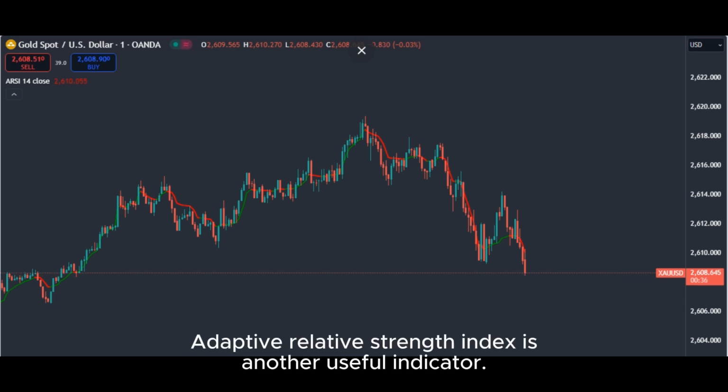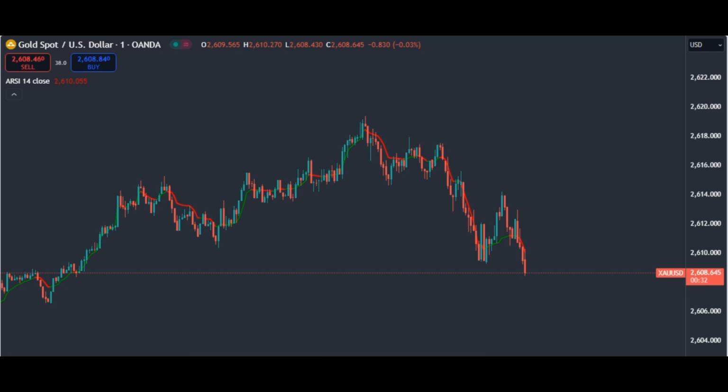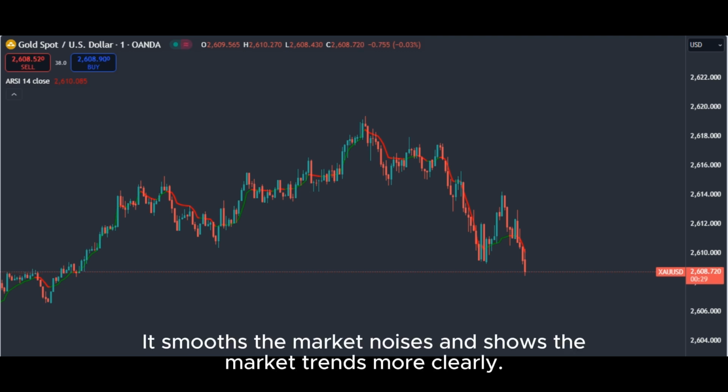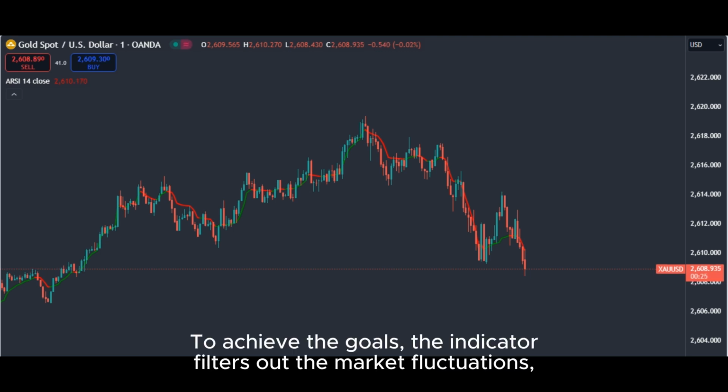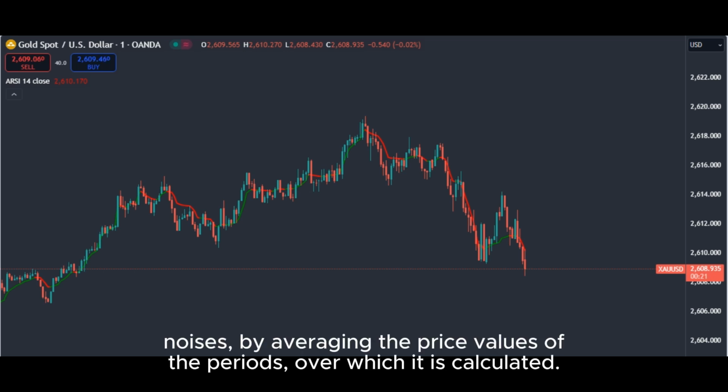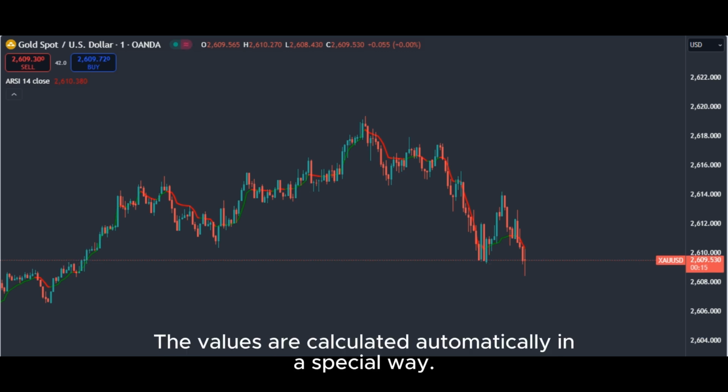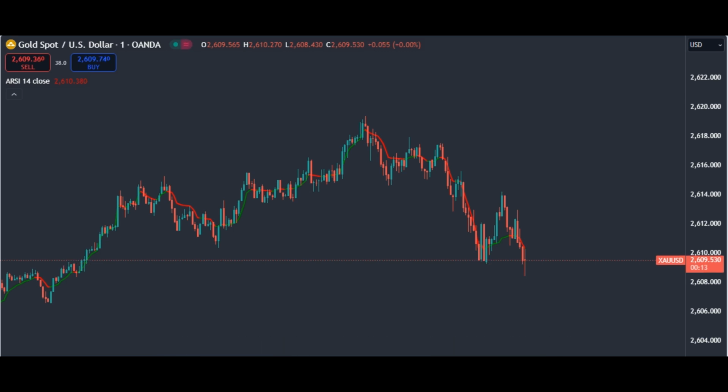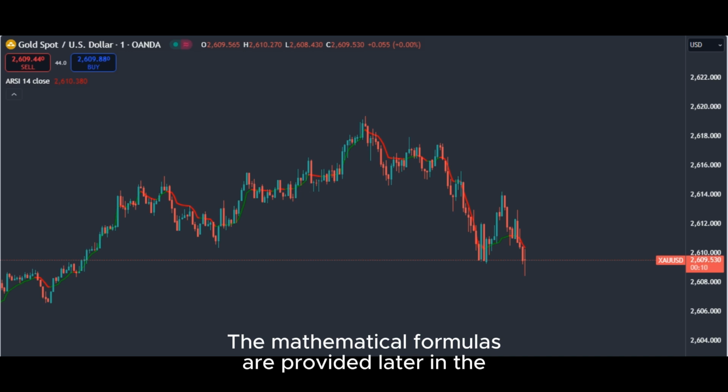ARSI, Adaptive Relative Strength Index, is another useful indicator. It smooths the market noises and shows the market trends more clearly. To achieve the goals, the indicator filters out the market fluctuations, noises, by averaging the price values of the periods over which it is calculated. The values are calculated automatically in a special way. The mathematical formulas are provided later in the article.